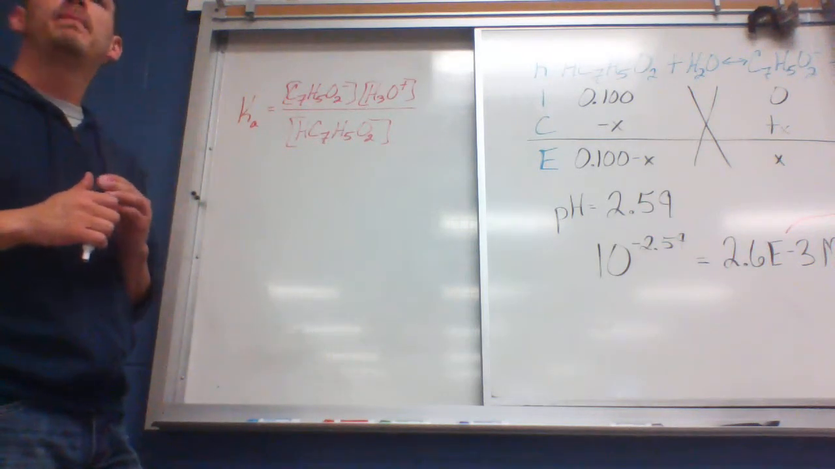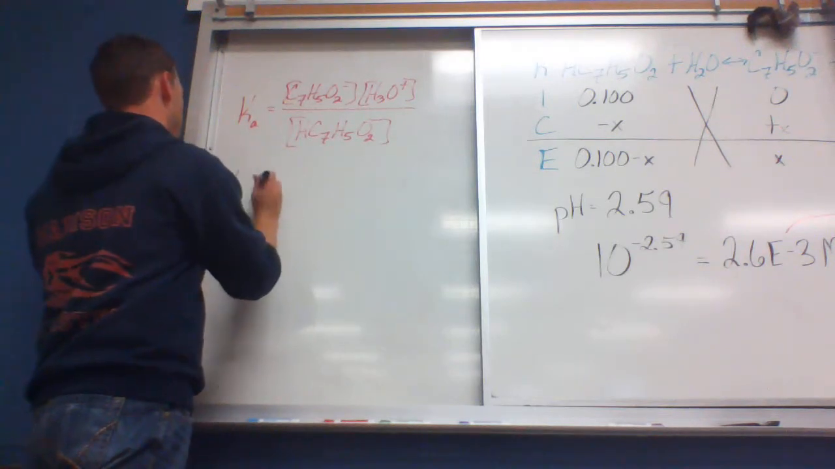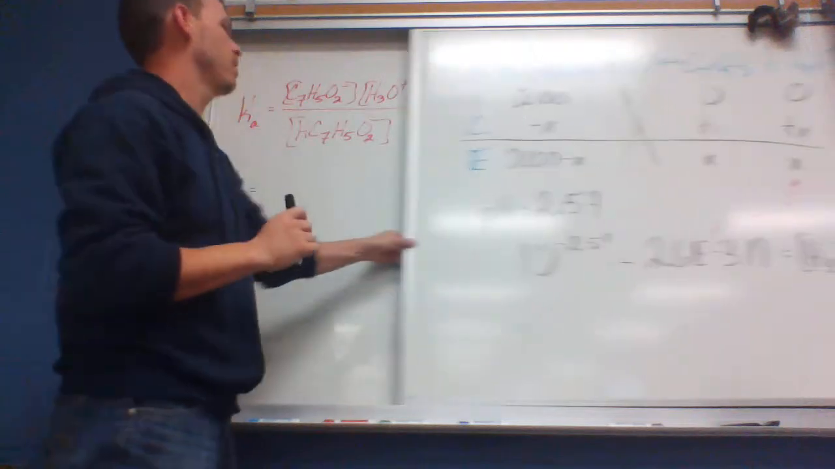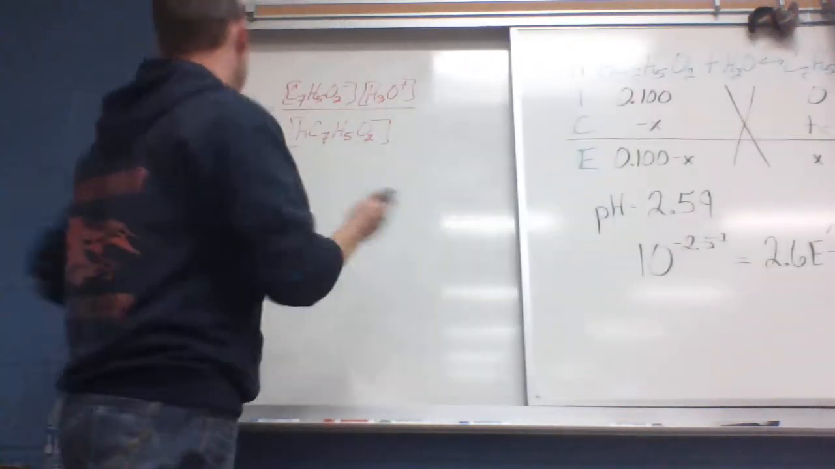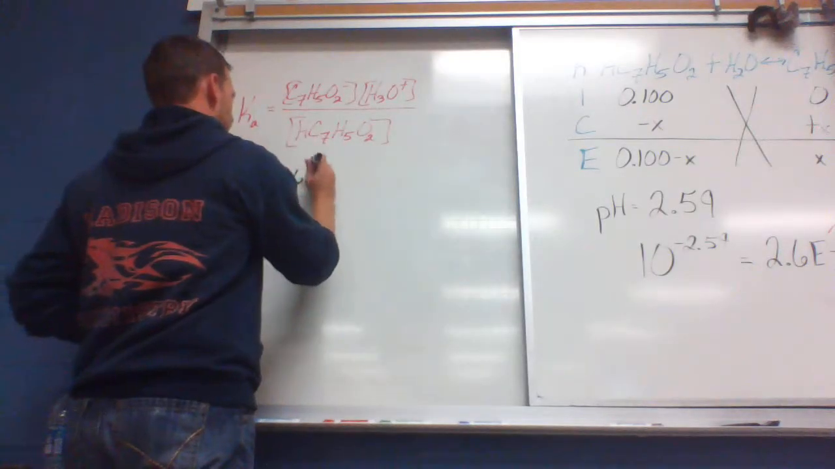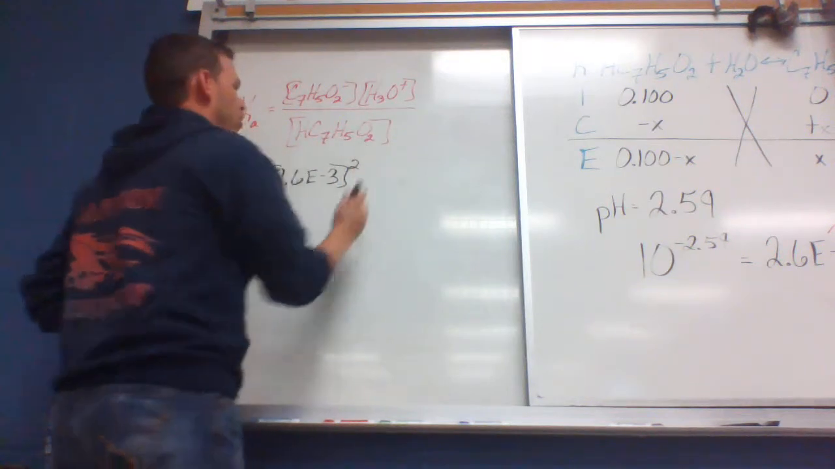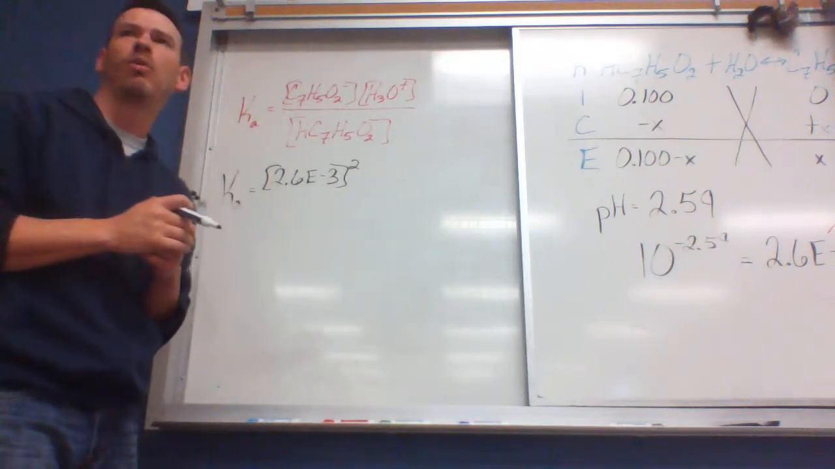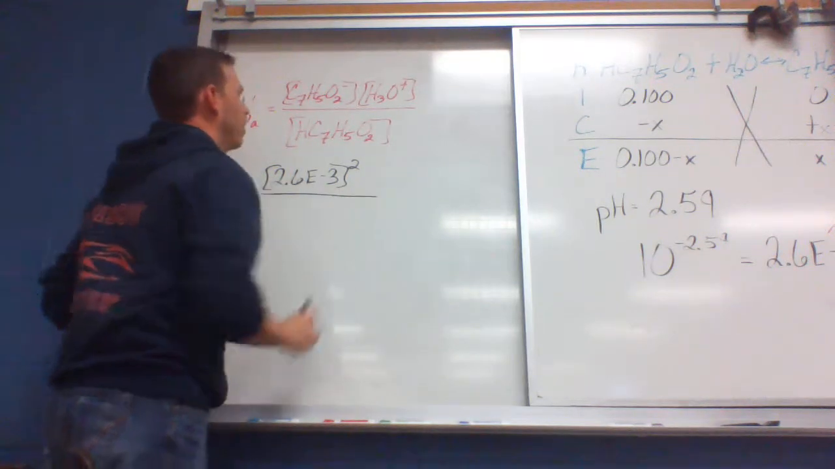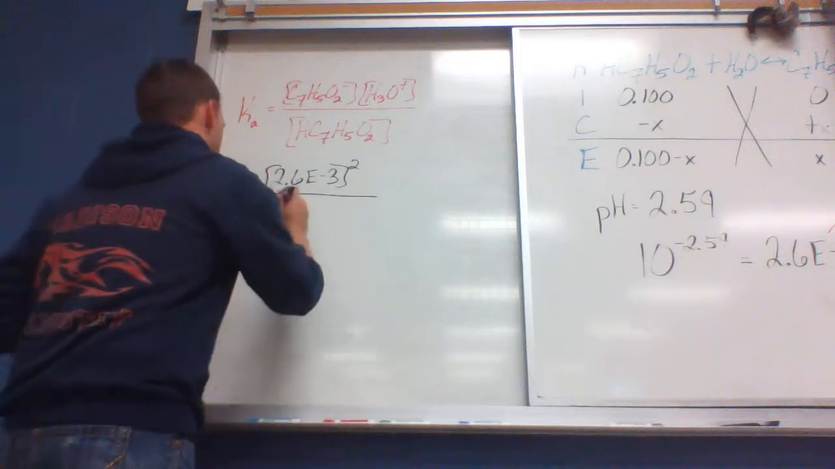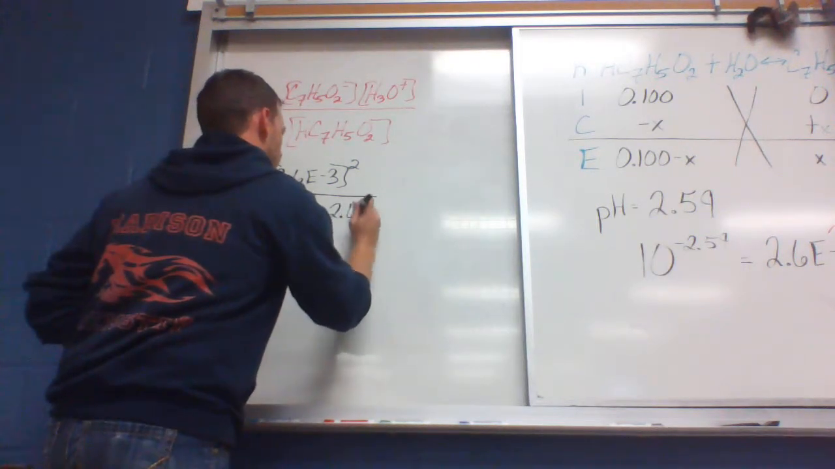Now we can sub in the values that we found, and we know that Ka equals, well look, these two top numbers are the same number, right? They're both this value. So I'm just going to write it as 2.6 E negative 3 squared. You don't have to do that. You can write it twice. The graders don't care. It's the exact same thing. All right. Over, careful on the bottom, it's 0.1 minus 2.6 E negative 3.